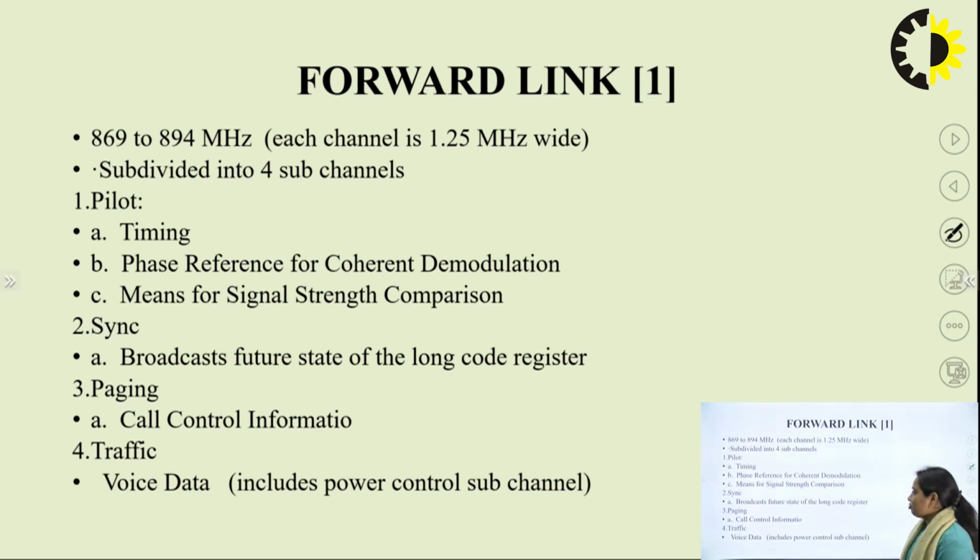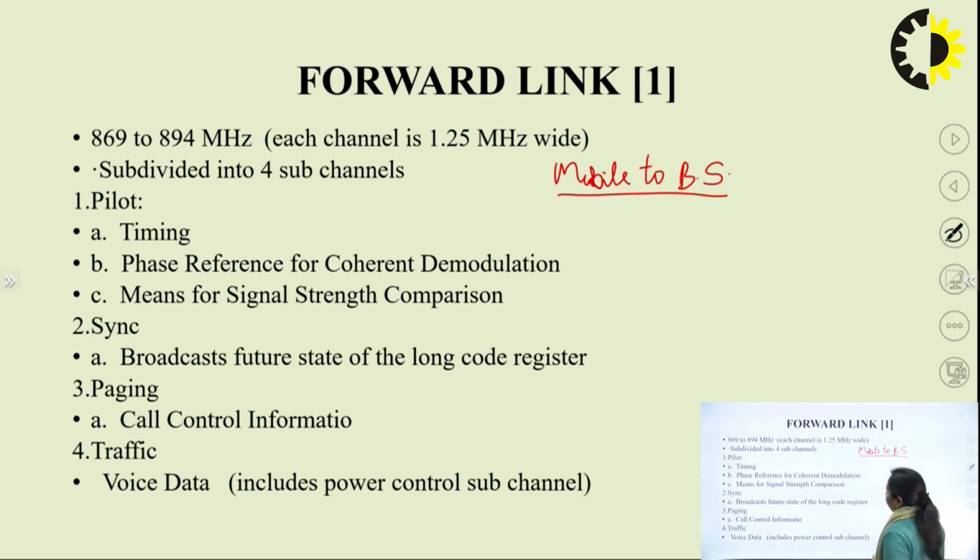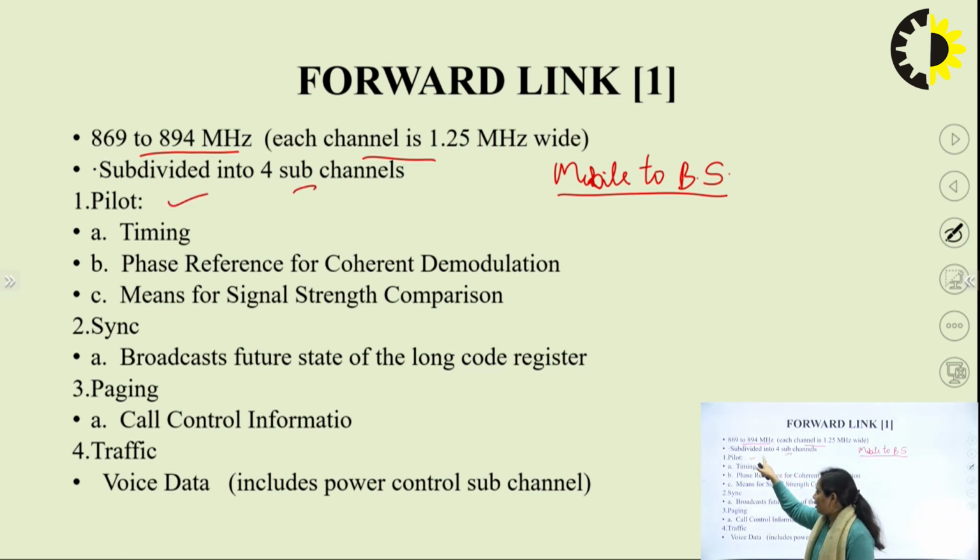Now forward channel is from mobile to base station, and its frequency range is from 869 to 894 megahertz, and each channel is 1.25 megahertz wide. Next, it is divided into four different types of sub channels. Now first one is the pilot, second one is sync, then paging and traffic. In each of the channels there are basically four different types of sub channels.